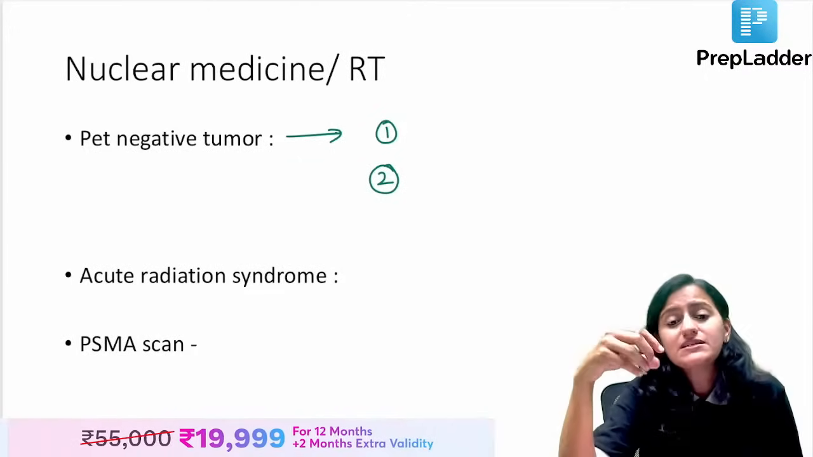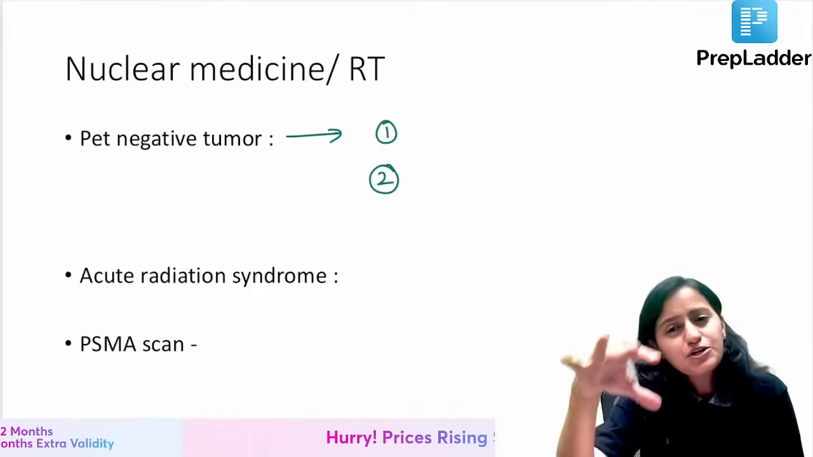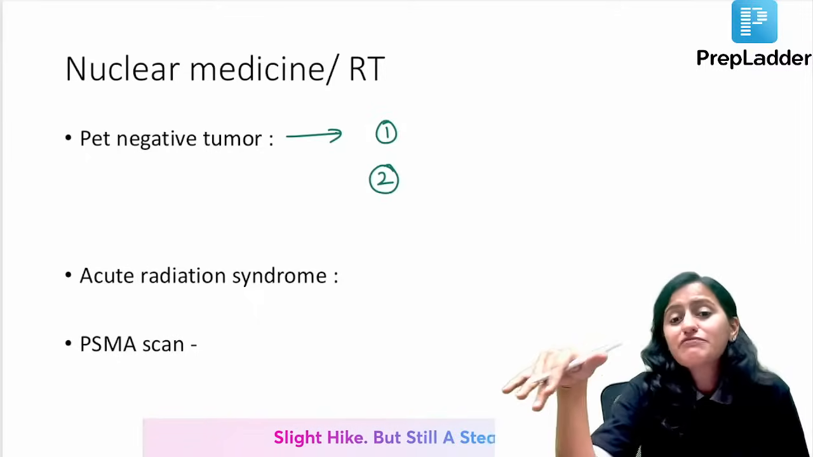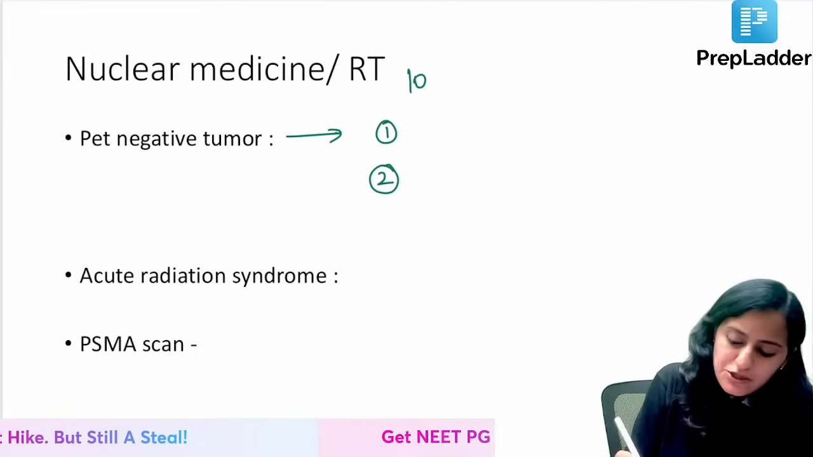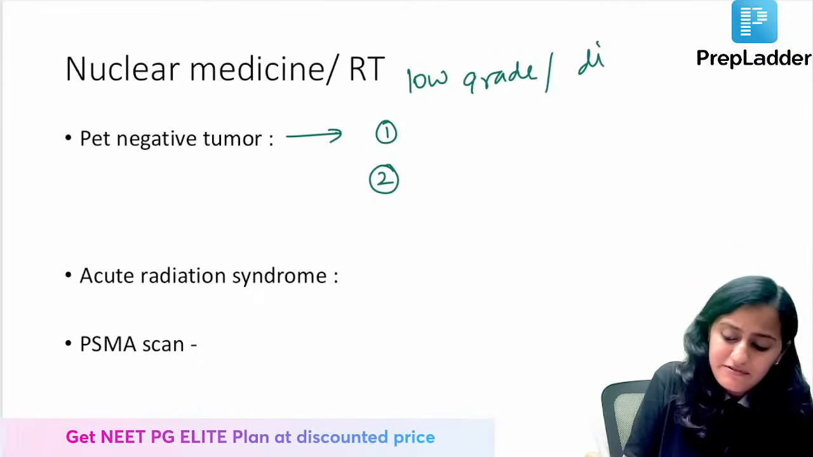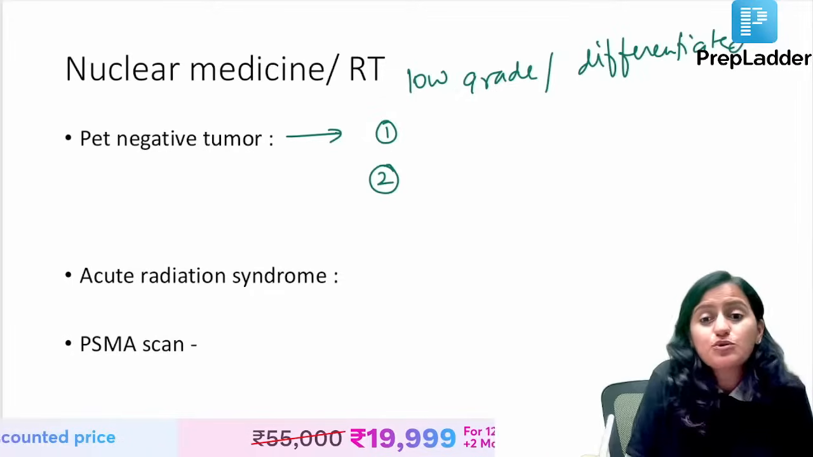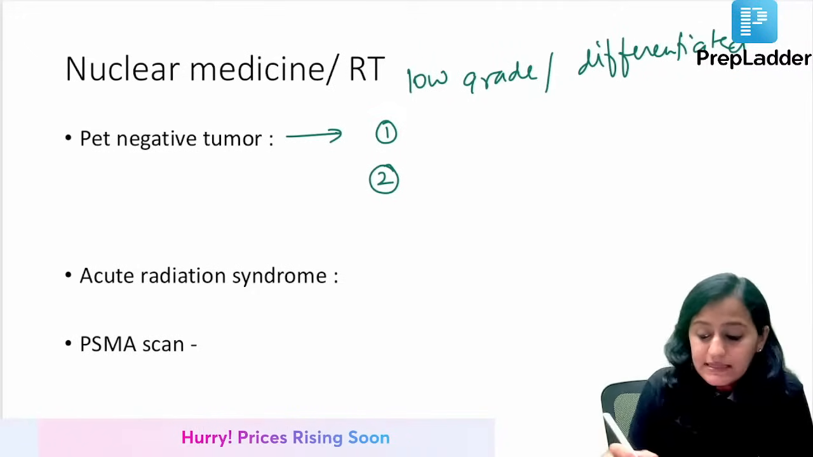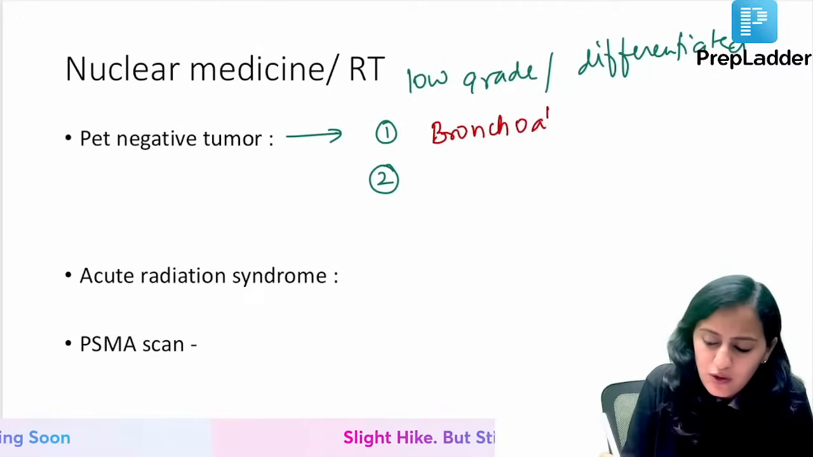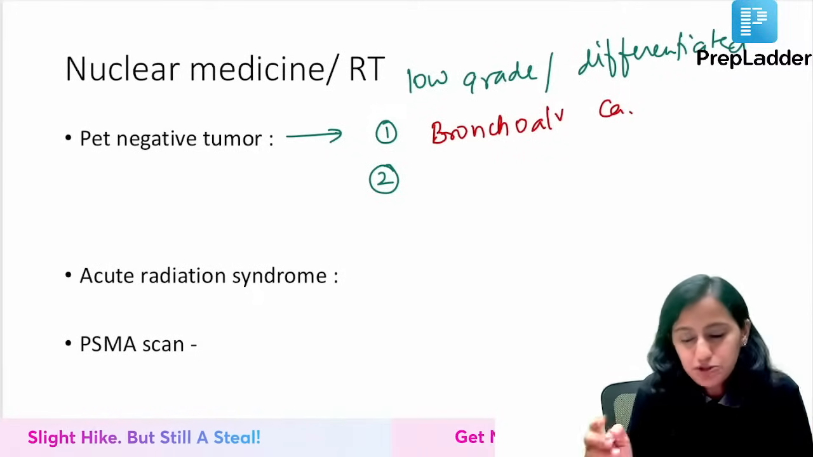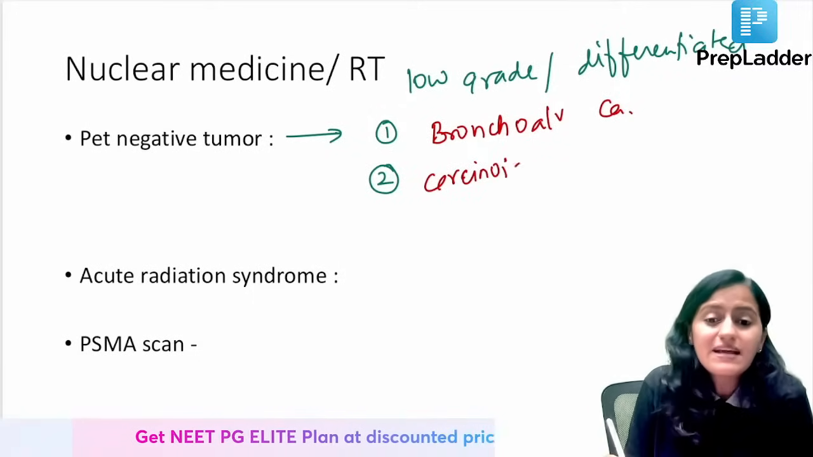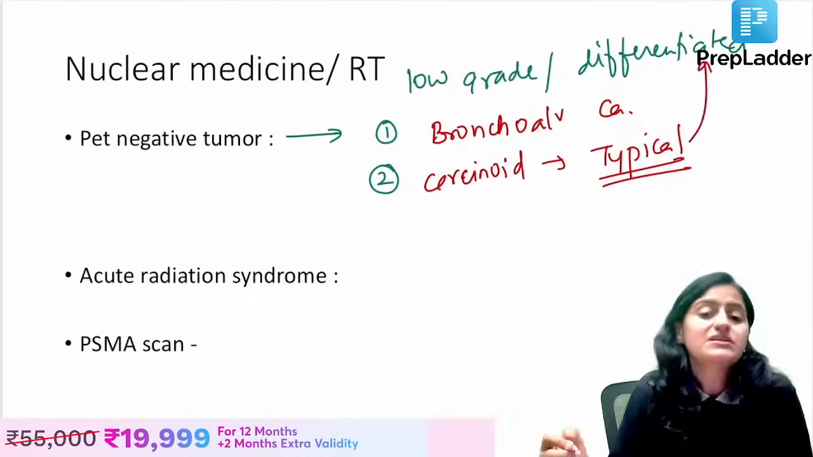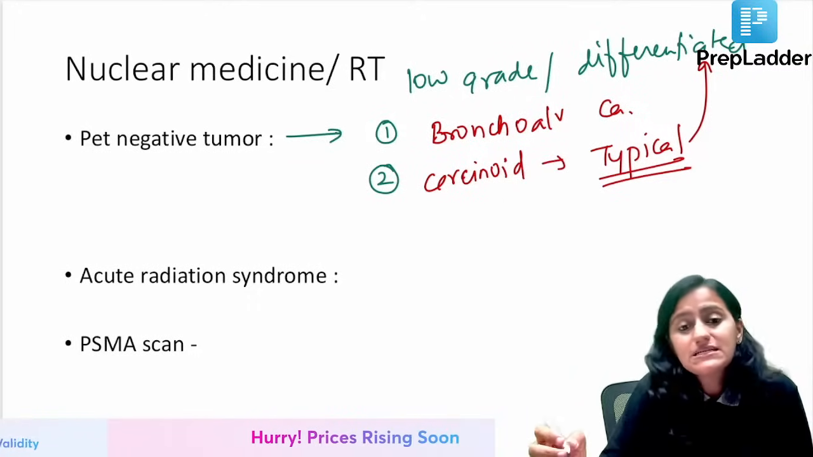See, the concept here is that the tumor which will show PET negative is a tumor which is like normal epithelium, and that is why it is not able to be differentiated from the normal epithelium. So low grade tumors or well differentiated tumors are the ones which are going to be PET negative. Low grade tumor in the lung, like the low grade adenocarcinoma in situ, which is bronchoalveolar carcinoma. Then carcinoid. Even in carcinoid, remember, typical carcinoid, meaning well differentiated carcinoid, is going to be PET negative.